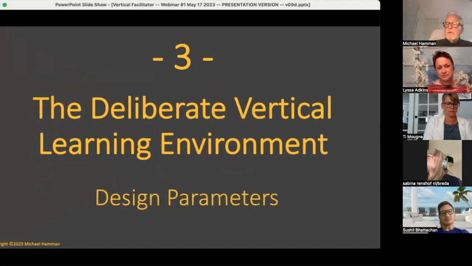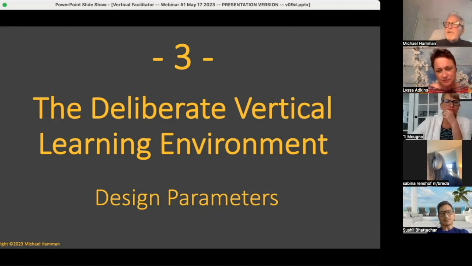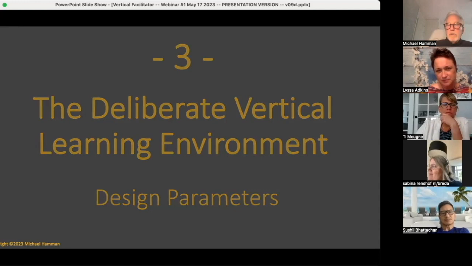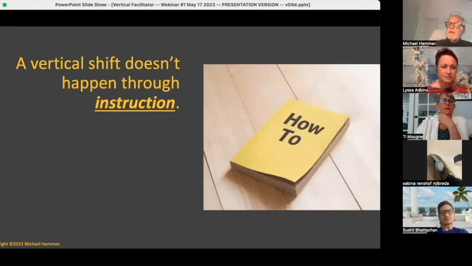Okay, so now we can start to talk about this final piece, for which we have different terms. Sometimes we call it a deliberately developmental environment, sometimes a deliberate vertical learning environment, but there are certain design parameters for creating it, because it is about creating an environment. So a vertical shift doesn't happen through instruction.